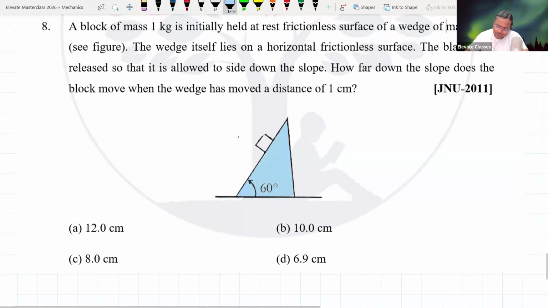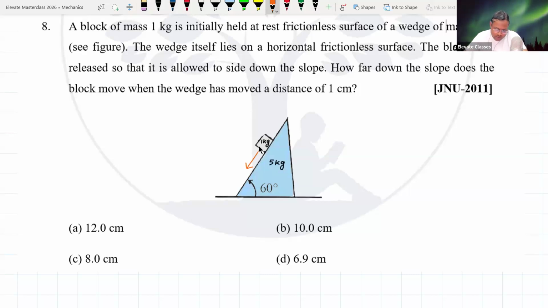आपके पास एक wedge है and the wedge is like 5 kgs, and आपके पास है एक 1 kg mass. This is the 1 kg mass. The wedge itself lies on a horizontal frictionless surface. The block, now release so that it is allowed to slide down the slope. The block will slide down the slope.